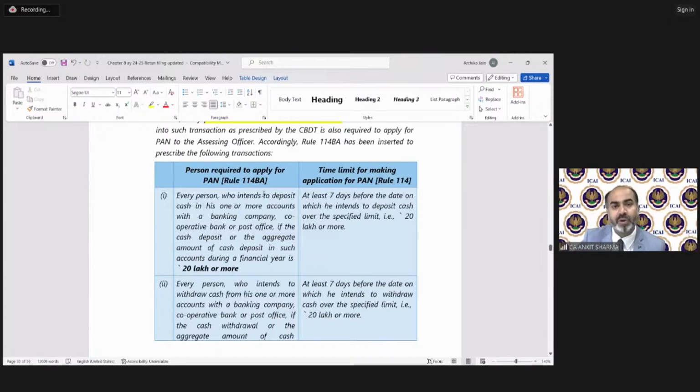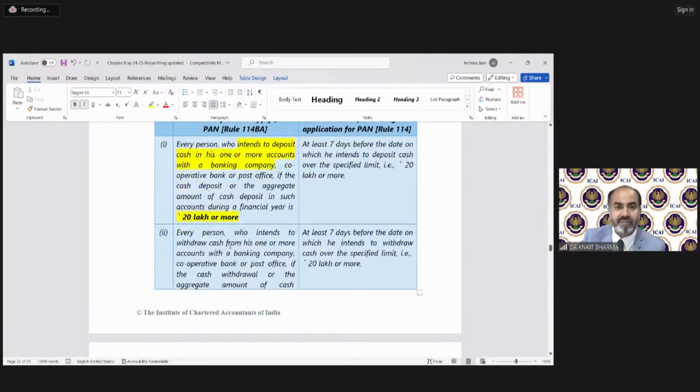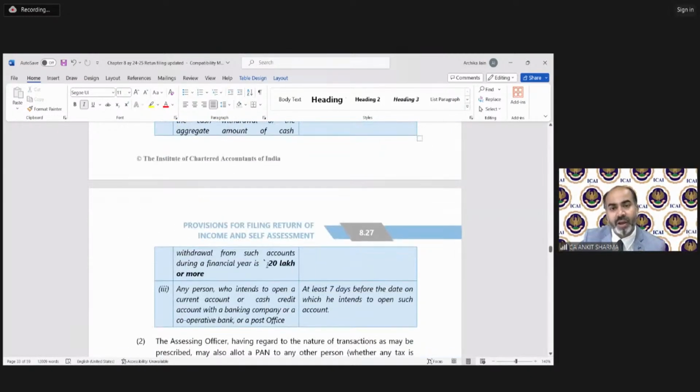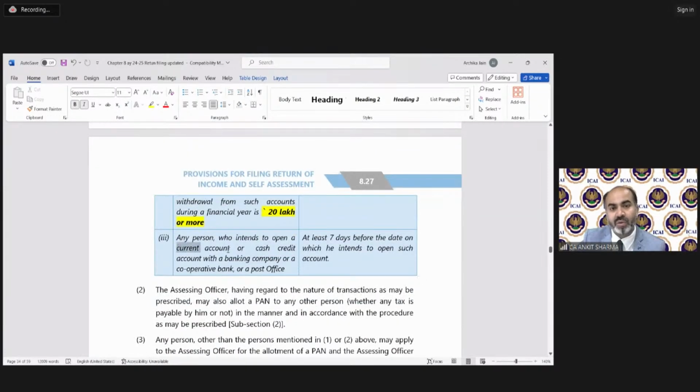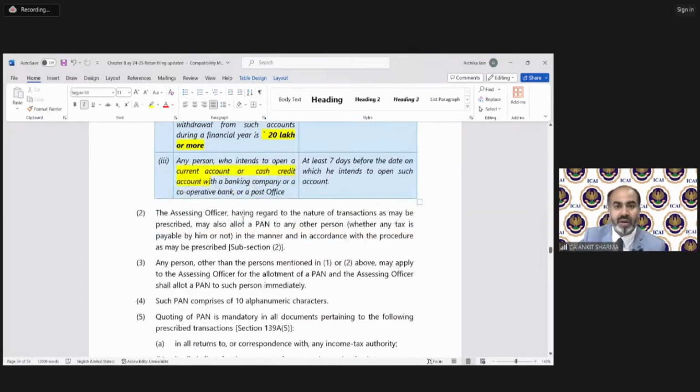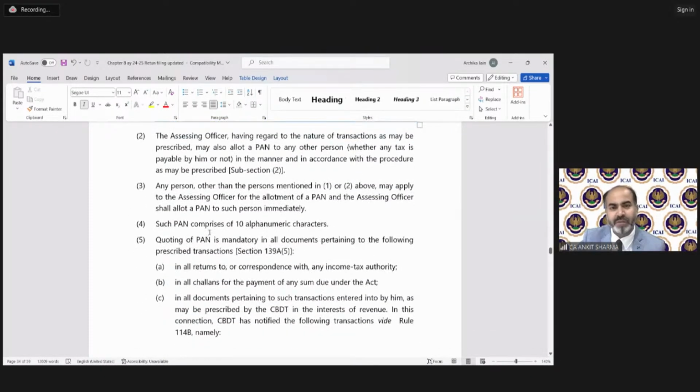Every person who intends to deposit cash in one or more accounts with a banking company of 20 lakh or more has to apply for a PAN at least 7 days before. Every person who intends to withdraw cash, whether you are depositing or withdrawing cash, has to apply for a PAN for more than 20 lakh rupees, same case. Any person who intends to open a current account or a cash credit account with a banking company has to apply for a PAN card. The assessing officer, having regard to the nature of the transaction, can also allot a PAN suo moto. Point number 3, point number 4, you just need to read.